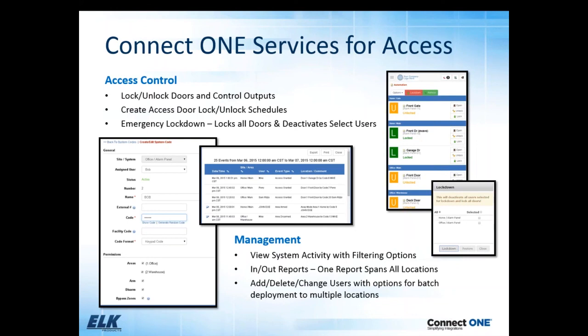You can view system activity with filtering options, in and out reports and so forth, and add and delete users with options for batch control, whereas the M1 doesn't have the capability of batching a group of users together to make it a little easier to do multiple users if they have different schedules. The Connect One scenario does have capability for that. And they allow for multiple user login for simultaneous viewing and control of the system.